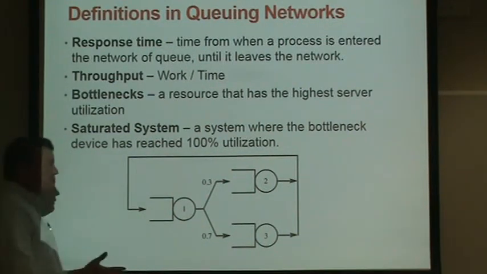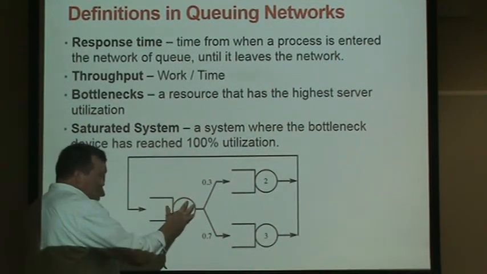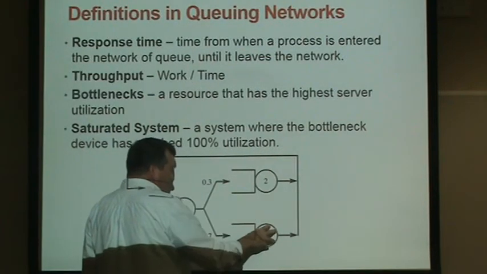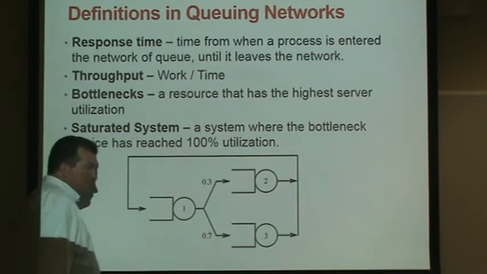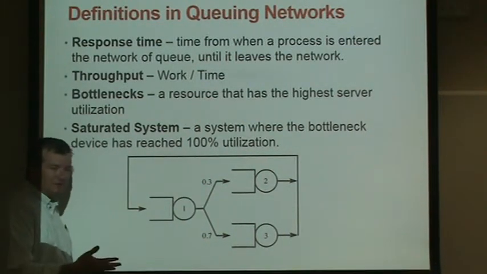So suppose I told you that the CPU is being utilized 80% of the time, and the disk drive is being utilized 50% of the time, and the semaphore queues are being utilized 60% of the time. Could we add more customers to this system?